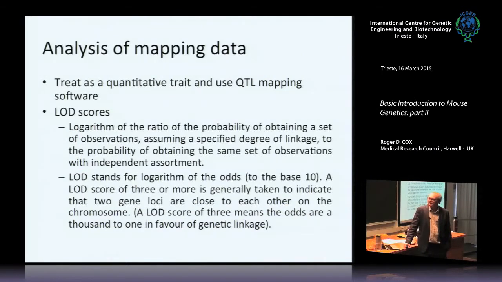So you can treat these as quantitative traits and use mapping software, and these use LOD scores, so the probability of obtaining a set of observations. So I won't go into that in too much detail because we're running out of time, but a LOD of 3 or more is generally taken to indicate that 2 gene loci are close to each other. So you could call a phenotype close to a genetic marker. So not necessarily just genes, but a phenotype and a gene.